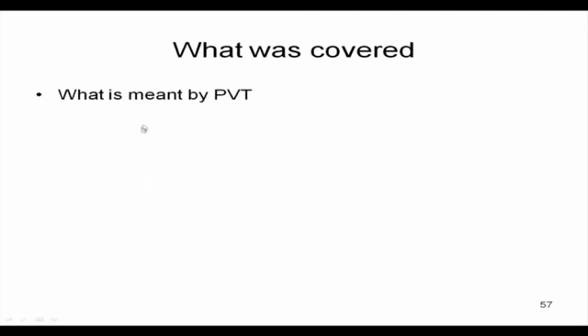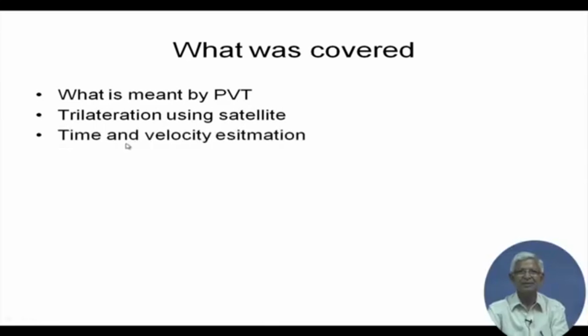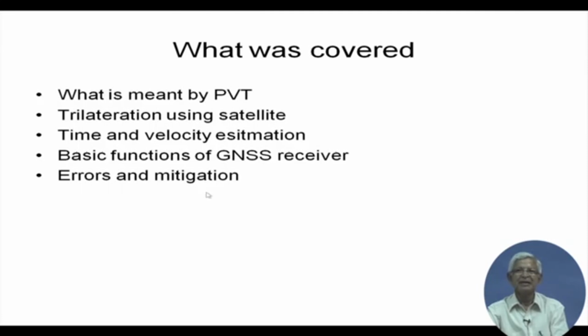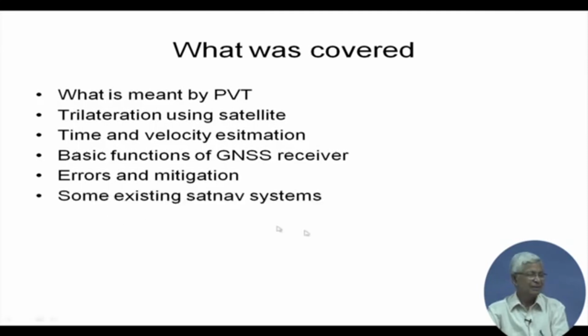With this we have covered what is meant by PVT, and what the trilateration technique using the satellites is, and how time and velocity are estimated in addition to position, and then the basic functions of GNSS very briefly. You can see it in Pratt also, the textbook Satellite Communication. There also is a chapter, and there you will get some of the information. Errors and their mitigation we have talked about, DGPS and other modeling techniques, and some existing sat-nav systems. With this we complete satellite navigation, which is an application of satellite communication.